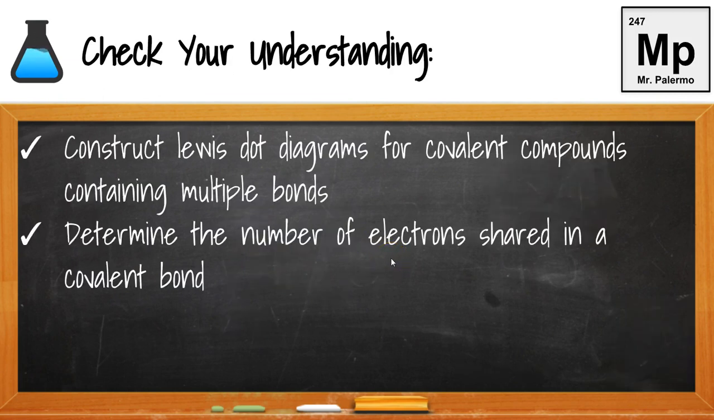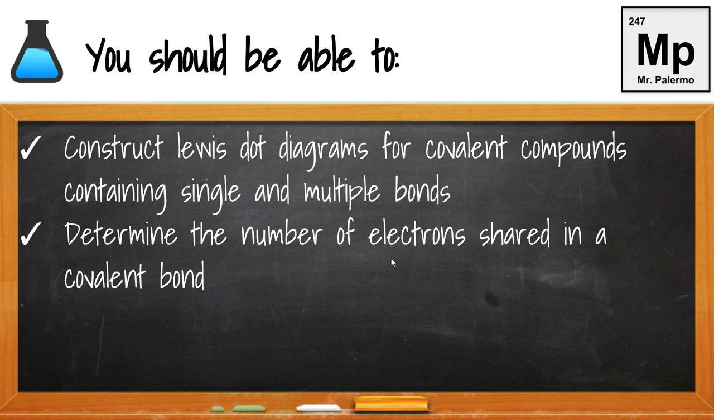Let's check your understanding. Can you construct Lewis dot diagrams for covalent compounds containing multiple bonds? And can you determine the number of electrons shared in a covalent bond? At this point, you should be able to construct Lewis dot diagrams for covalent compounds containing single and multiple bonds and determine the number of electrons shared in a covalent bond.